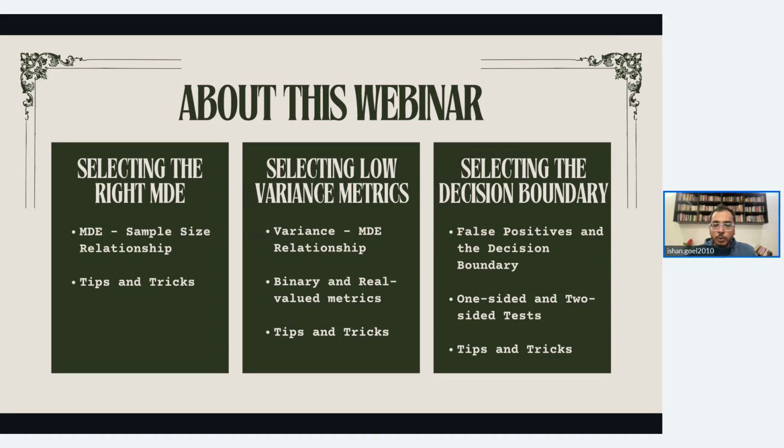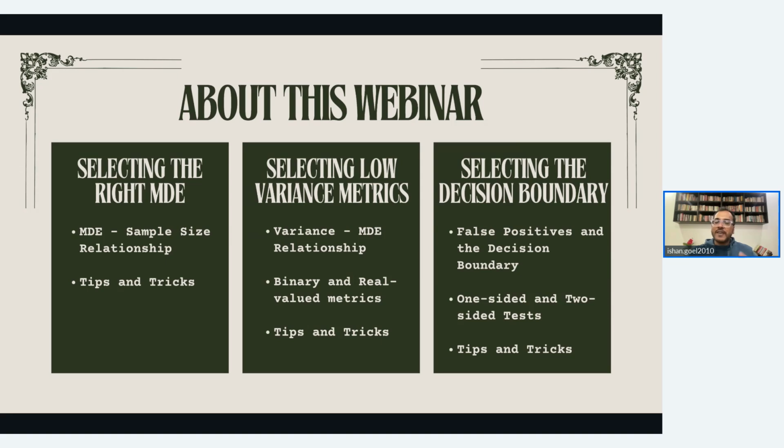Then we will move on to selecting metrics with low variance. I'll explain the relationship of variance with sample size. And as it turns out, variance is one of the most important factors that cause a lot of problems in A/B testing, like false positives and very long test durations. So a lot of things. I'll explain this relationship, and I'll discuss what you can do about controlling the variance of your test if you have highly fluctuating metrics where tests are very underpowered.